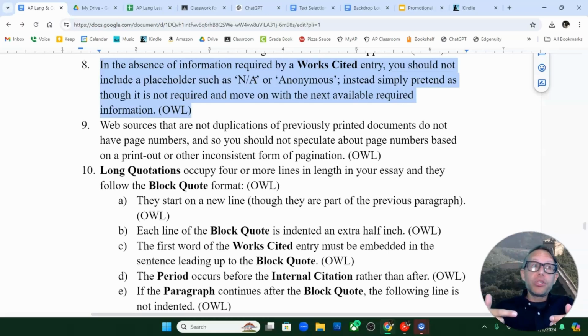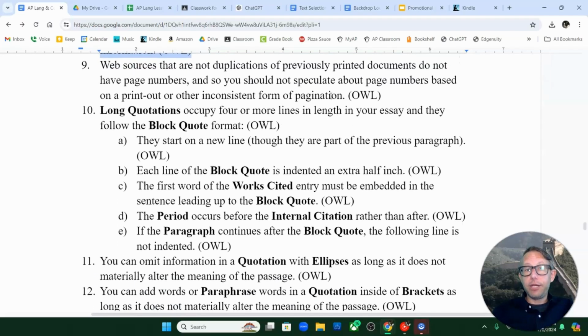So I'm not someone who is opposed to using a citation generator, but the reason I teach it nonetheless is that I need you to know when that citation generator gets things wrong. And one of the ways in which they very frequently get things wrong is by including NA when a piece of information has a tendency to be missing, okay? What we do instead is we just pretend as though it is not required and move on to the next available required information, okay?